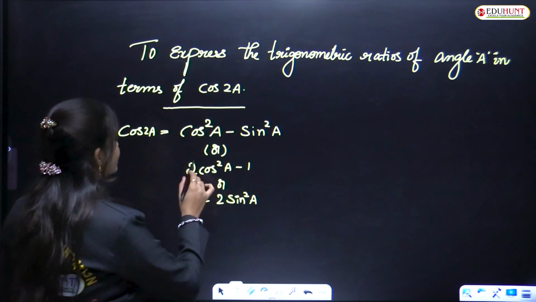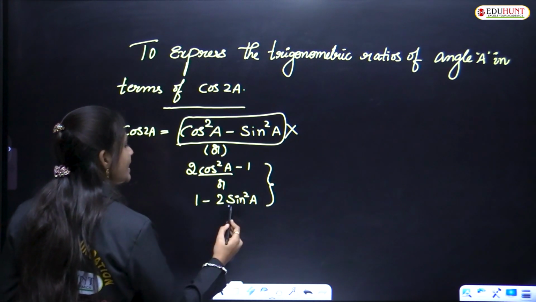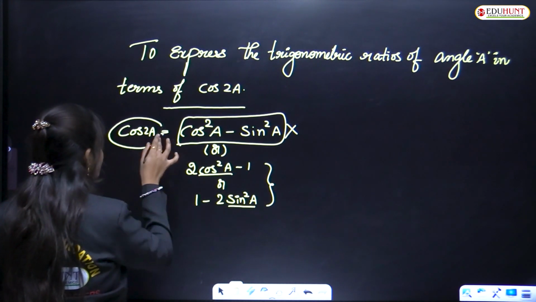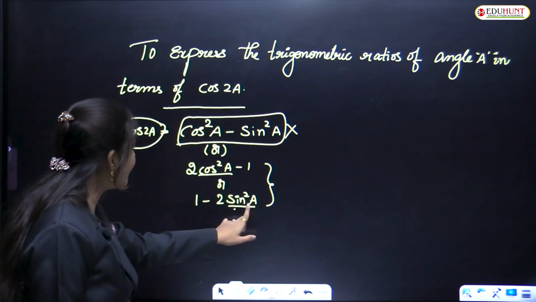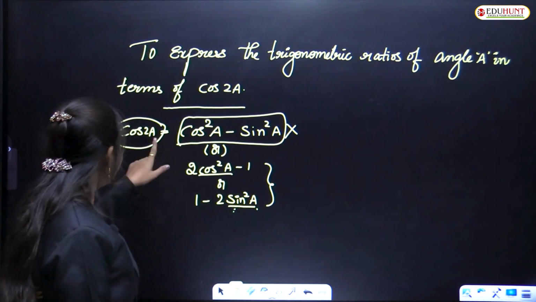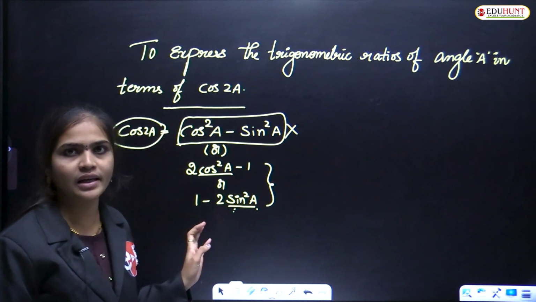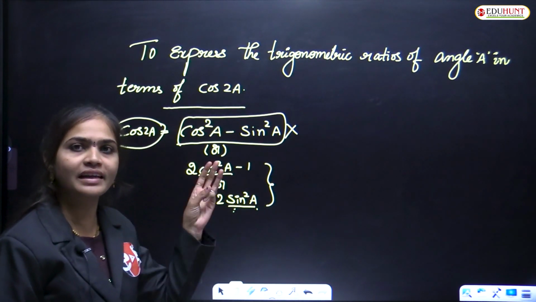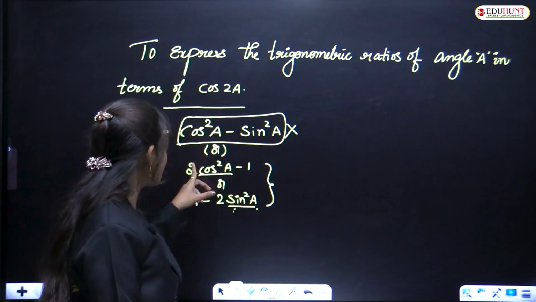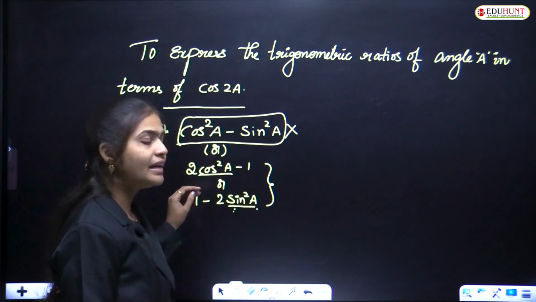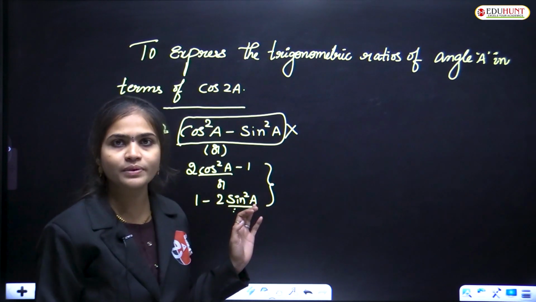Now just observe: here cos is there, here sin is there, and these are the formulas for cos 2A. They are asking the trigonometric ratios of angle A in terms of cos 2A. So which formula do we have to observe? The cos 2A formula. How many formulas do we have? 3 formulas: cos square A minus sin square A, 2 cos square A minus 1, or in terms of sin, 1 minus 2 sin square A.